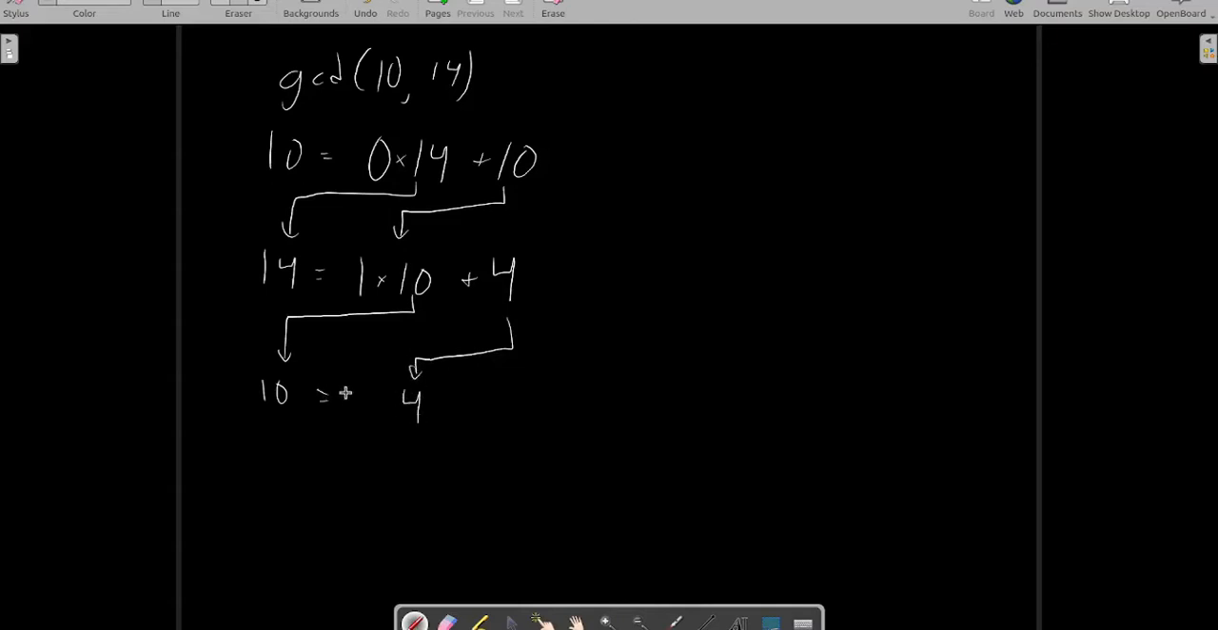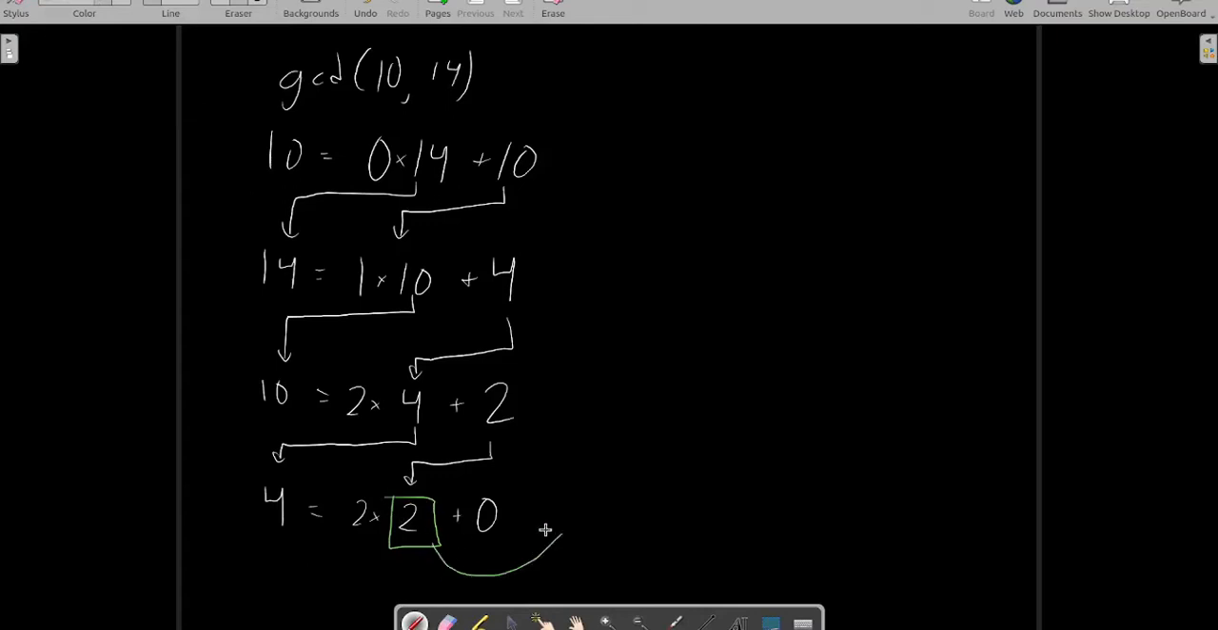4 goes into 10 twice with a remainder of 2. So our new remainder is 2. 2 goes evenly into 4, so we get a 0 remainder term. Our last non-zero remainder was 2, so our GCD is 2, which agrees with our earlier assessment. Let's take a look at why this works.